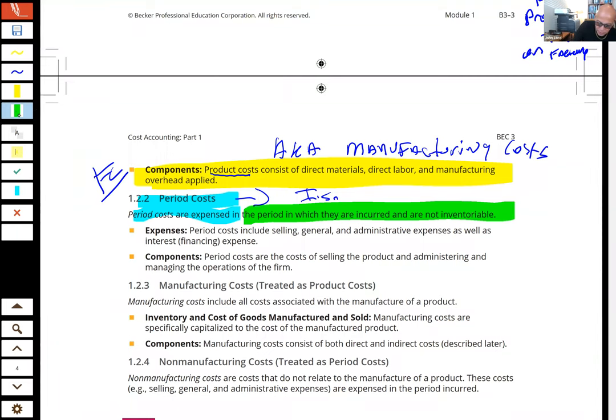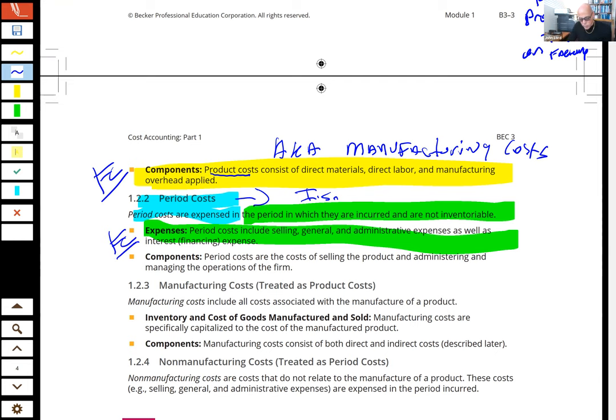Now, when you look at our period costs, they include selling, general, and administrative costs. These are considered period costs, and they are going to be expensed as incurred. They go straight to the income statement. Okay, good. Now, as we've said, we have what? We have our manufacturing costs. They're treated as product costs. We've said that now a couple of times. You're probably getting sick of hearing that already.